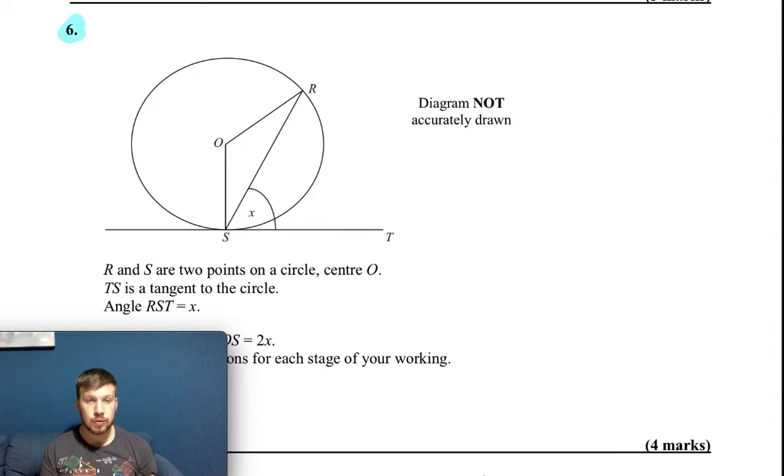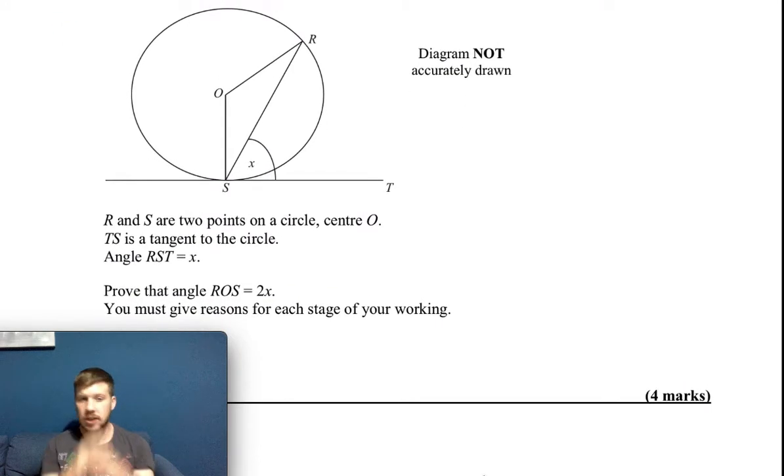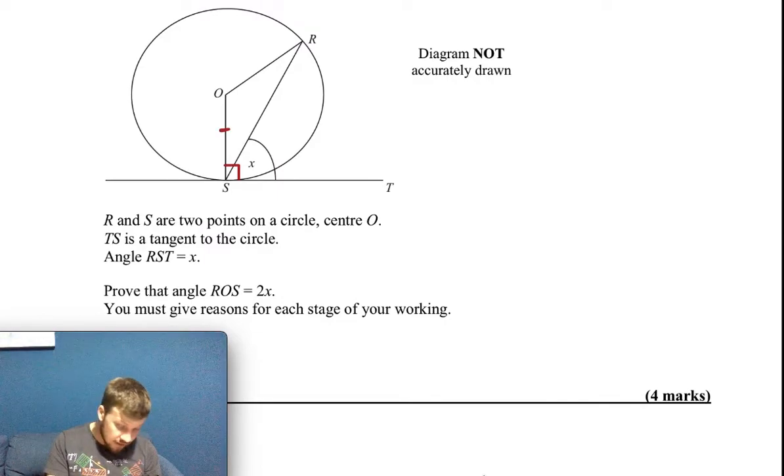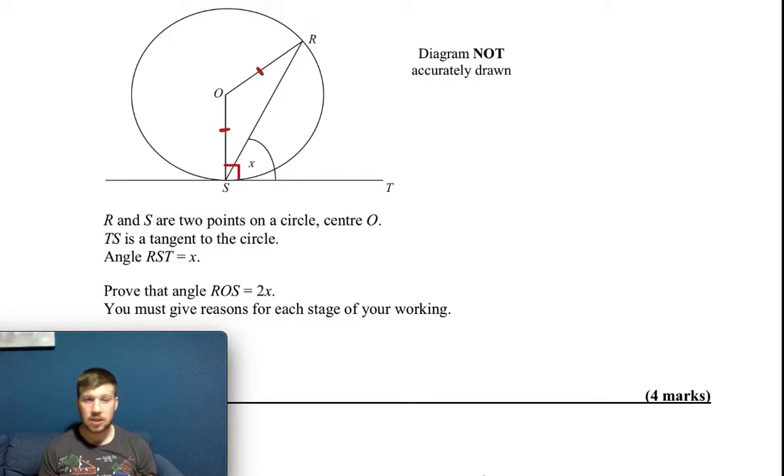Now this is more of a proof question. So we've been given a circle. R and S are 2 points on the circle, centre O. TS is a tangent to the circle. So straight away, reading that, I've got 90 degrees here. I know I'm going to be using that a tangent and a radius meet at 90. R and S are 2 points on the circle, so I know that these are both radii, so they're going to be both the same length.